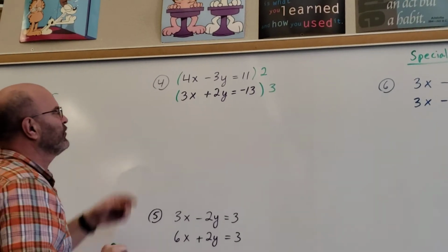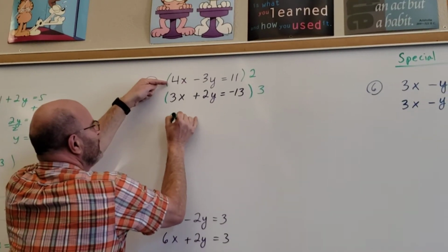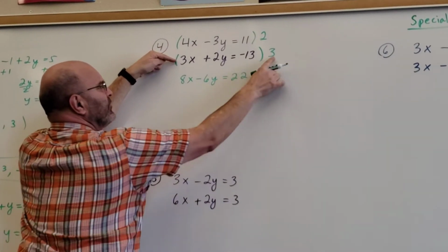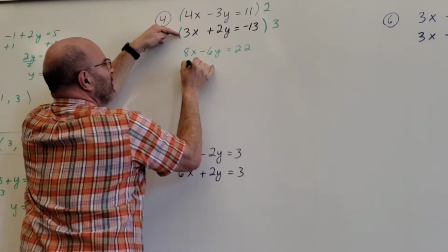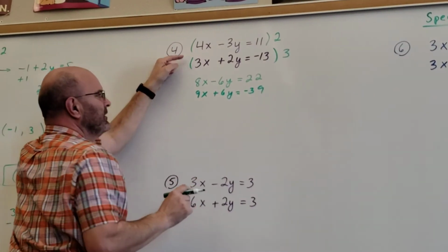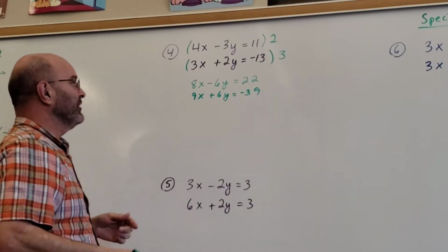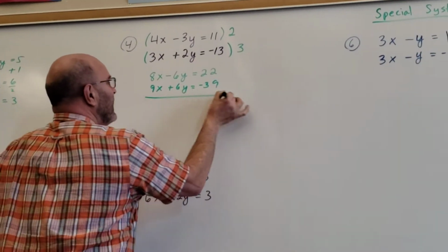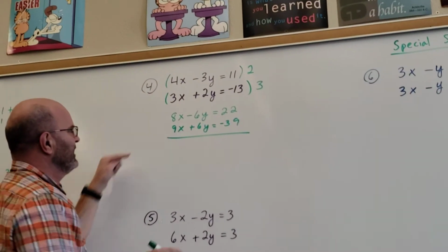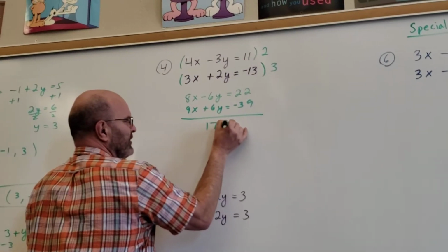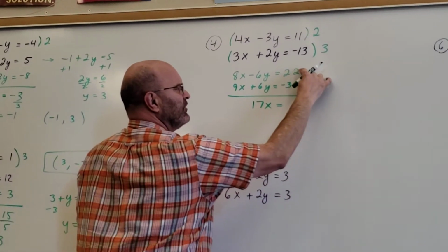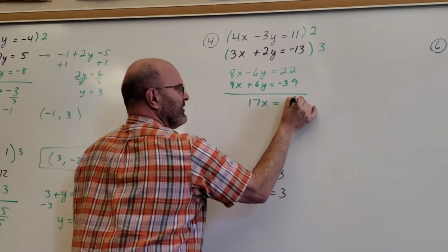So if I distribute the 2 up top, I get 8x minus 6y equals 22. If I distribute the 3 here, I get 9x plus 6y equals -39. Numbers are getting a little bit big here, but notice these two equations are perfect to add together. The y's are going to drop out, aren't they? 8x plus 9x is 17x. Oh my goodness, that makes me nervous. But -39 plus 22 is the same thing as 22 minus 39, which is -17, and now I can breathe a sigh of relief.